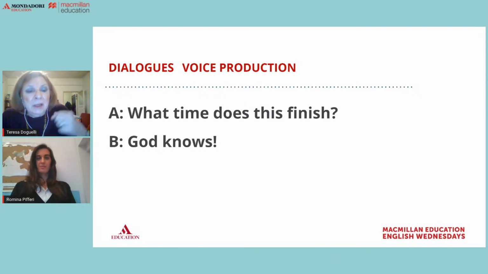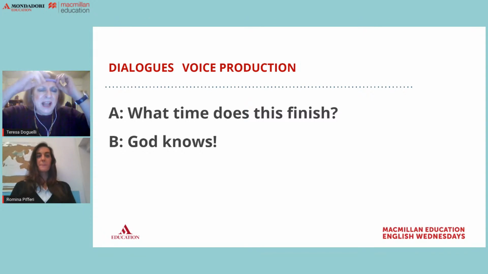So, Romina, if we could just demonstrate for people participating, if the teacher said, okay, Romina, decide who is A and who is B. Who do you want to be, Romina? A or B? I would like to be B. Okay. You can start with A, and I will answer.